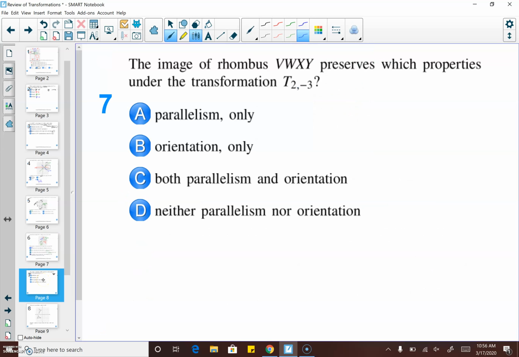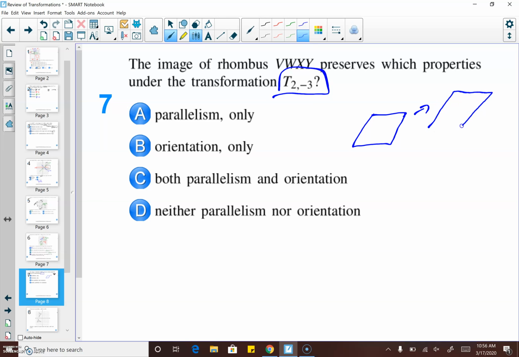For number 7, the image of rhombus VWXY preserves its properties under the transformation. So it's a translation 2 to the right and 3 down. So remember, when you slide something, such as a rhombus, what does it look like? Well, when you do that, you end up getting a shape that's facing the exact same direction. So its orientation doesn't change. Remember, orientation is the order of the letters.